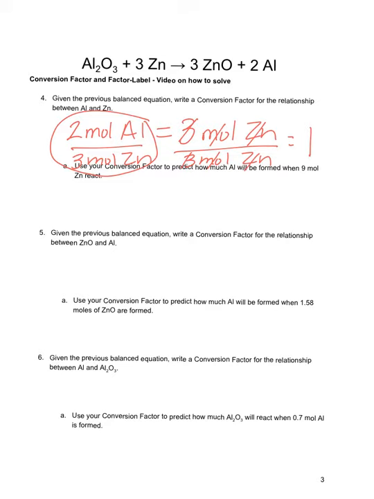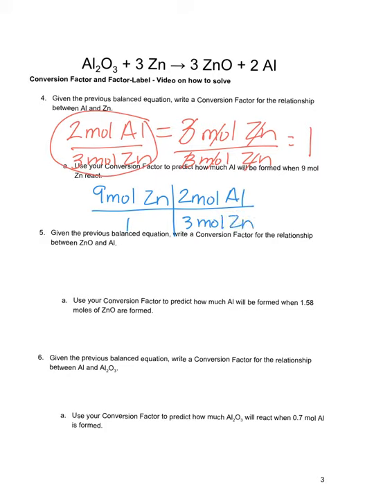So let's go ahead and do the next problem. It says use your conversion factor to predict how much aluminum will be formed when 9 moles of zinc react. So I'm going to start with 9 moles of zinc. I often like to do what I call the train track method, which is like this. I'll show you a different way on the next one, but it's your choice how you want to do it. 9 moles of zinc, and I put a 1 there as a placeholder. Then I'm going to use my conversion factor, 2 moles of aluminum on top and 3 moles of zinc on the bottom.